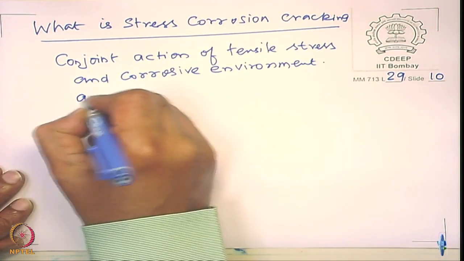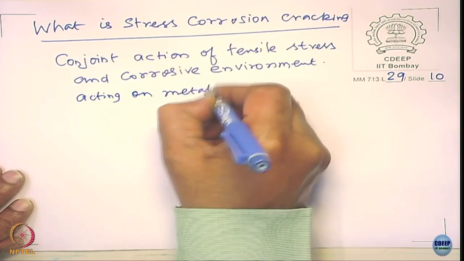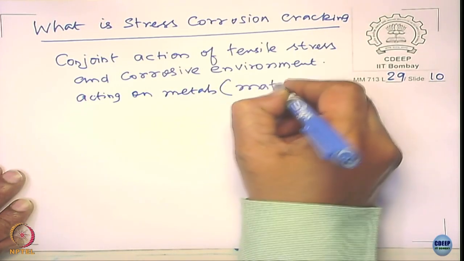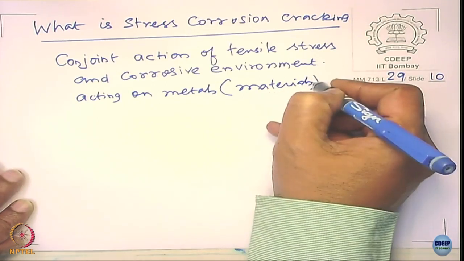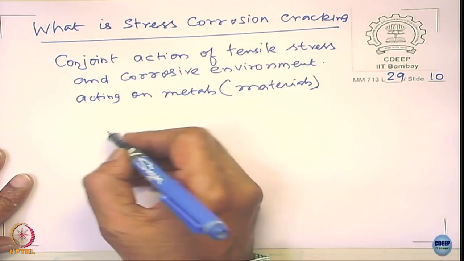Acting on metals, it can also happen in other materials. It can happen even in glasses. It could happen in polymers. But most of the engineering materials we deal with, and especially in this course, we discuss more on metals. But it is not confined only to metals and alloys. Ceramics can fail, glasses can fail, polymers can also undergo stress corrosion cracking because the environment can interact with them. So, you have three players here.